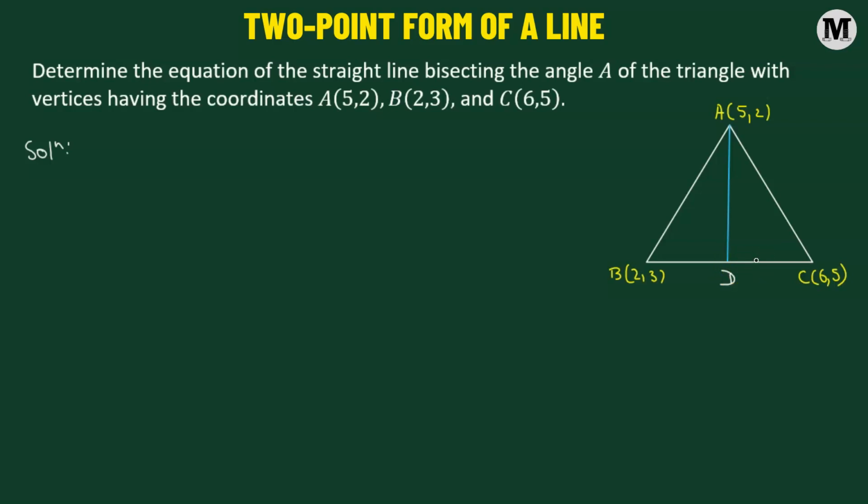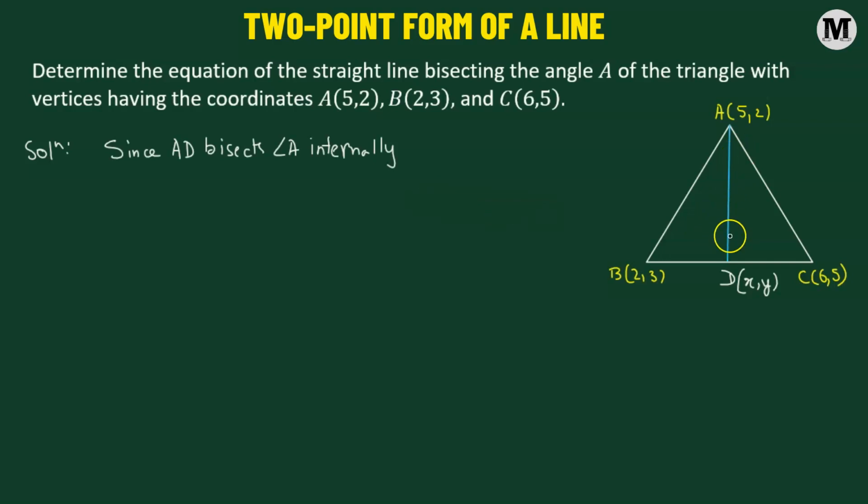Now for using the 2-point form, we need the coordinates of two points that lie on the line AD. So here we have one point A with coordinates (5, 2), but we are missing the coordinates of the other point D, which we'll consider as (x, y). So our first task is to find the coordinates of D. Okay, so let's do that.